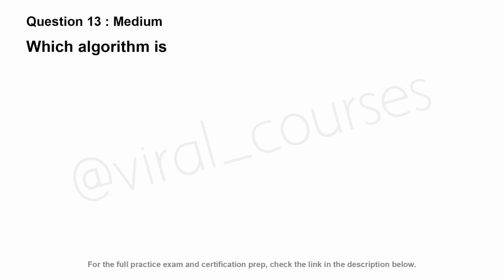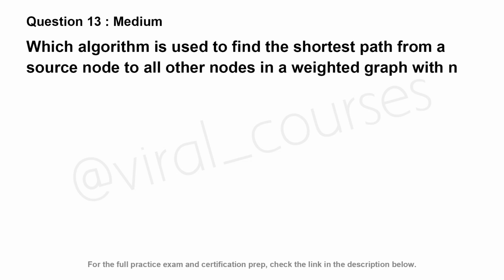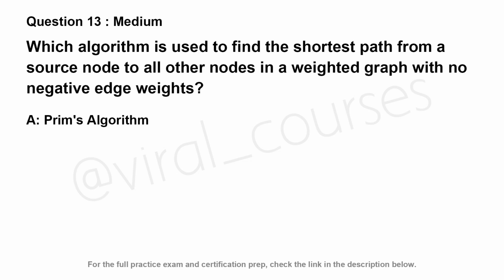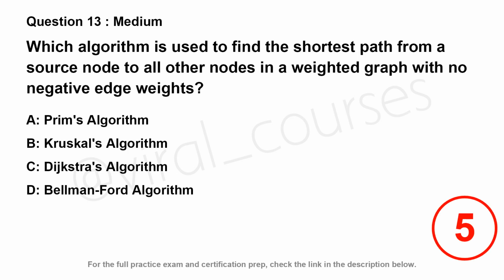Which algorithm is used to find the shortest path from a source node to all other nodes in a weighted graph with no negative edge weights? Option A, Prim's algorithm. Option B, Kruskal's algorithm. Option C, Dijkstra's algorithm. Option D, Bellman-Ford algorithm.